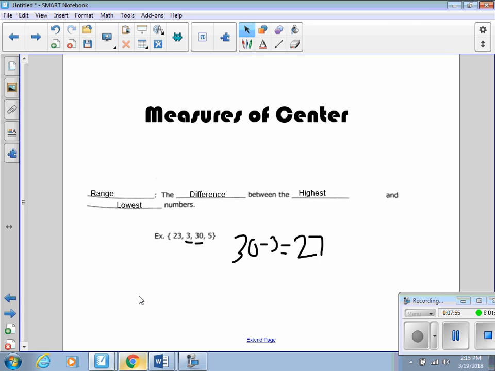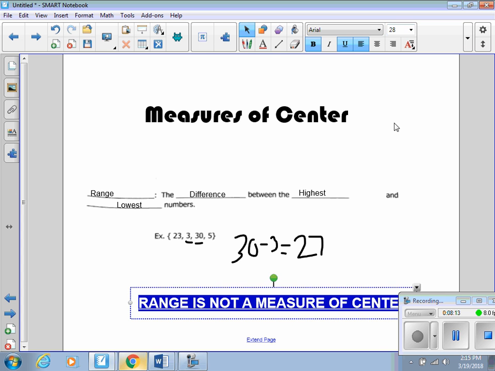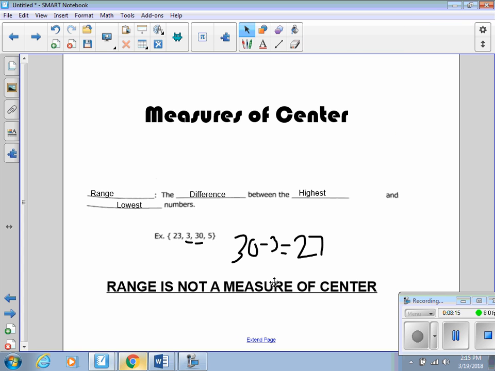Now, this is very important to note. Range is not a measure of center. Range is just the difference between two numbers. It will not be a measure of center. It will almost always be one of your options if the question is multiple choice, though, which means you should automatically cross it off.